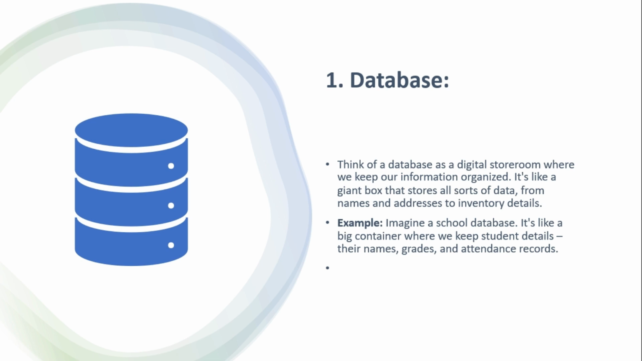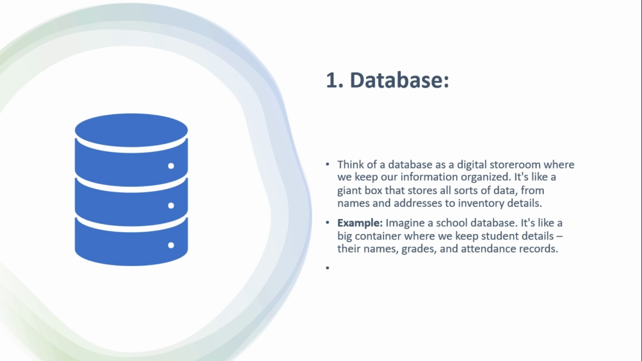So let's see what is database. So think of database as a digital storeroom where we keep all our information organized. It's like a giant box that stores all sort of data from name and address to the inventory detail. For example, imagine a school database. It's like a big container where we keep student details like their names, grades and attendance records. So database is a place. It organizes the data in such a way that it becomes easy to retrieve, manipulate and fetch. So this is about the database.